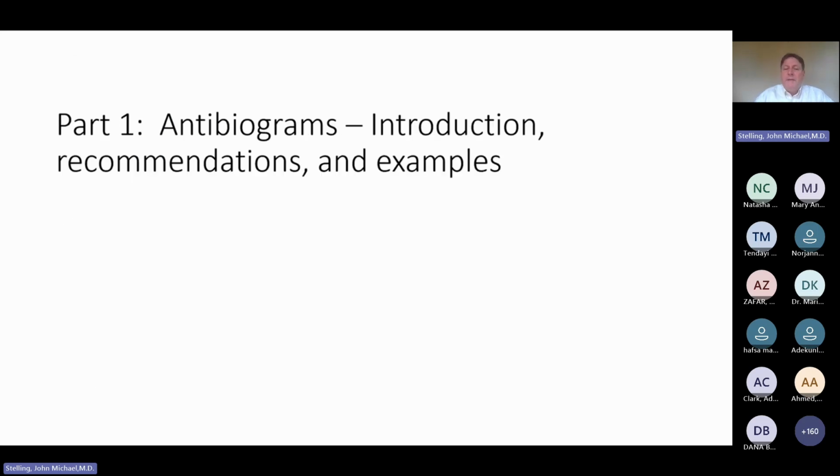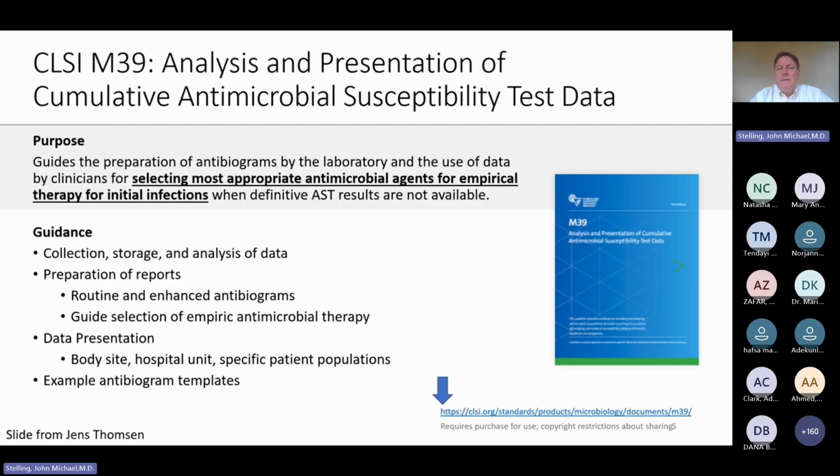Part 1, antibiograms, introduction, recommendations, and examples. A number of the comments will be taken from the CLSI M39 document. The title of this document is Analysis and Presentation of Cumulative Antimicrobial Susceptibility Test Data. I will show you the website later where you can find this document. Some CLSI documents are free. You can download and utilize those, or they can be read online. You cannot download them, but you can read them online. This is not one of those documents. So this is a paid document. It's cheaper if you are a member, and I'll talk a little bit about that later.